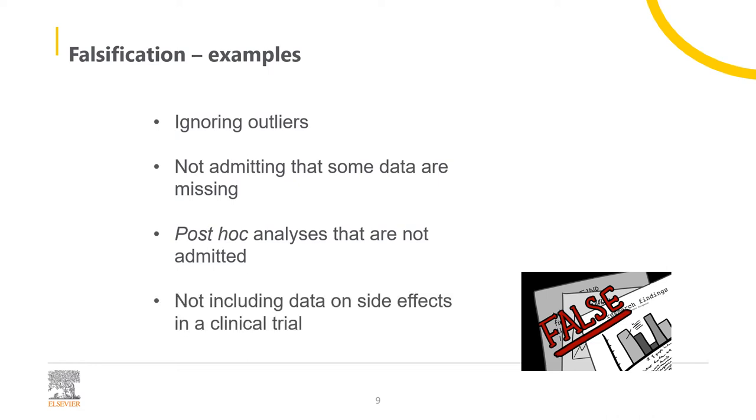And a very serious aspect of falsification, a very serious aspect of research ethics, and this is where research ethics and publication ethics coincide, would be not including data on side effects in a clinical trial. In other words, all the patients were cured when we did the clinical trial, but they died the next week. Not reporting that would be a gross case of falsification.